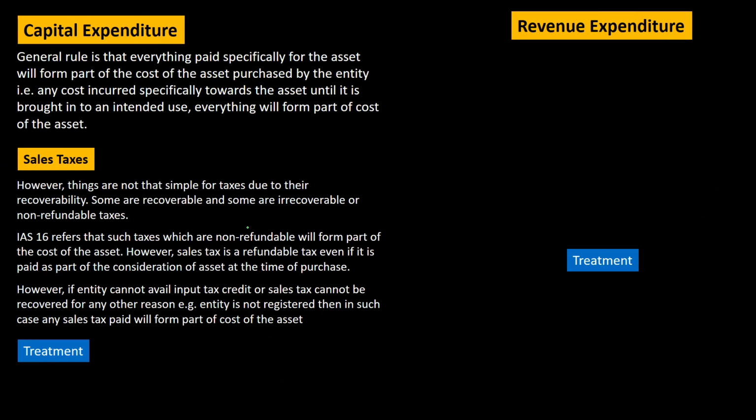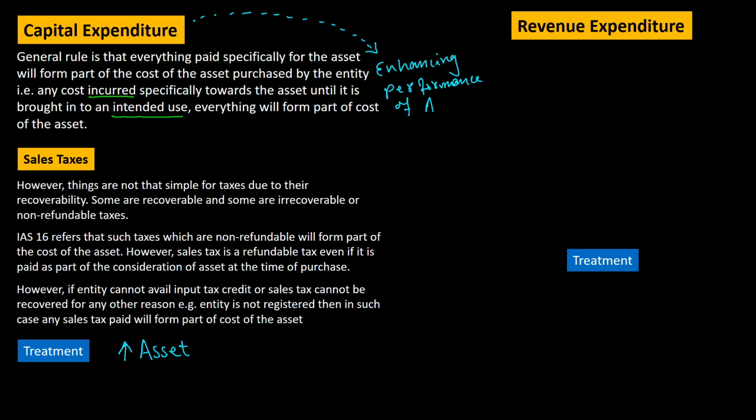Now next we have capital expenditure and revenue expenditure. If I talk about capital expenditure, then it includes all the expenses which we are required to incur to bring the asset into its intended use. So that means all the capital expenditure will become part of our asset, and ultimately our total assets will be increased. And one more point, if we are incurring any expense at any subsequent stage and that expense is enhancing the performance of our asset, then such an expense will also be categorized as capital expenditure.